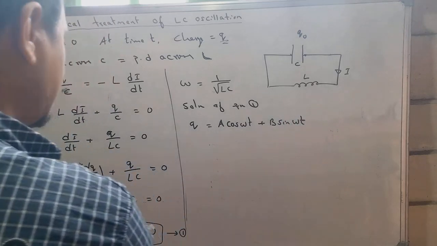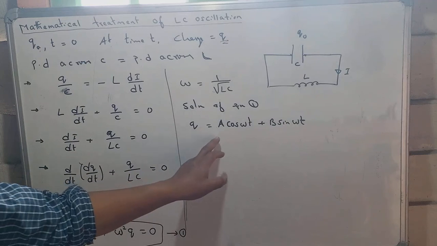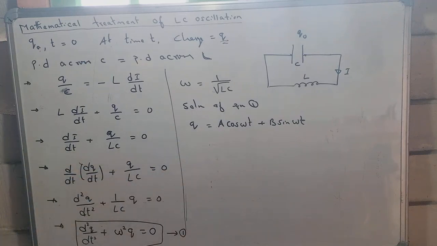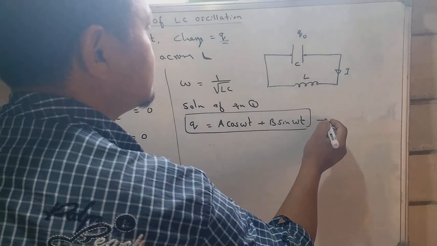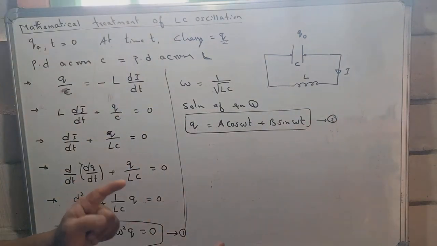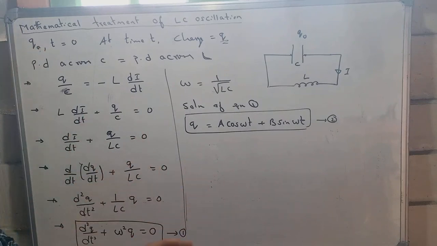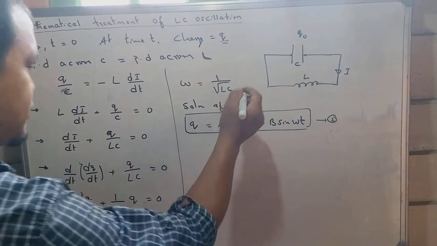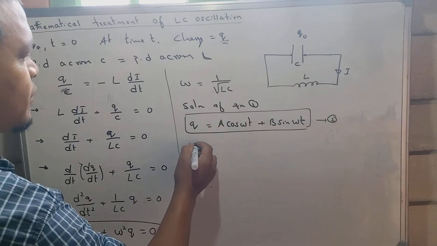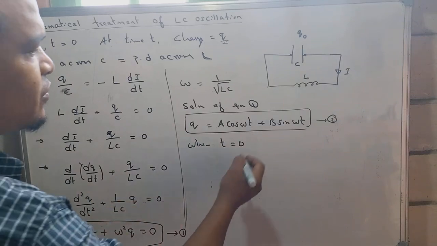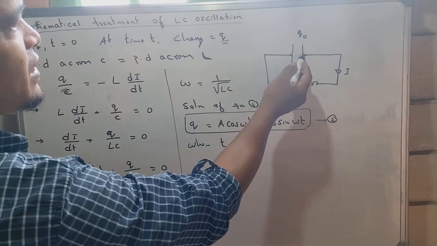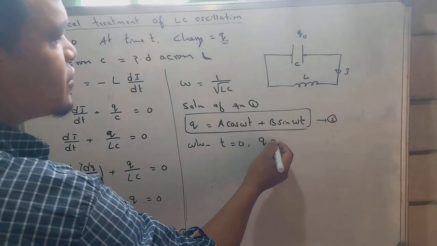This is the solution of equation 1, where A and B are constants, and the values of A and B can be found from the initial condition. This is my equation 2. So let us find out how much is A and how much is B using the initial condition. When I say initial condition, it means when the time t equals 0. When the time t equals 0, the charge in the capacitor at that time is Q naught. q is equal to Q naught.